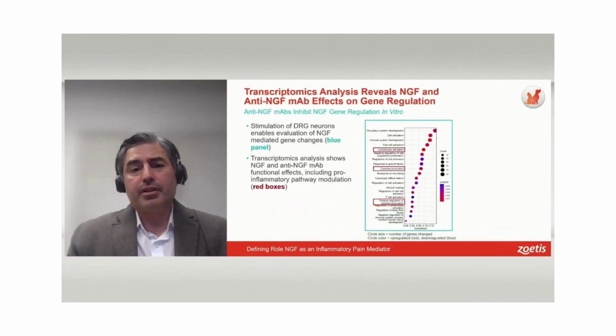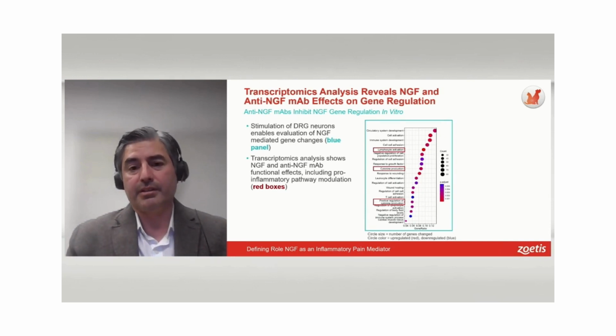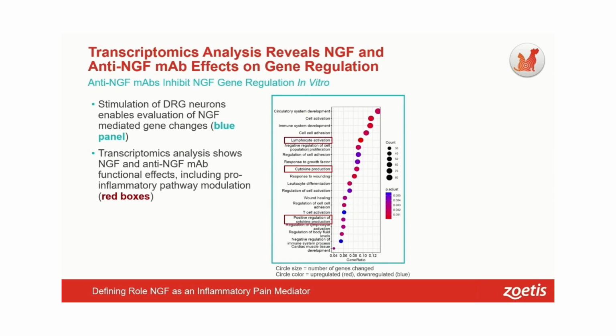So anyone that's worked on transcriptomics or proteomics knows you get a lot of data out of these types of studies. Really the first step is to use a lot of different software tools to cluster the genes that are changing in these various experimental conditions. And what you can see in the blue box is a list of genes based on functional families. And I've highlighted within that blue box some red boxes that highlight why NGF is increasing protein families or gene families that are involved in inflammation, like lymphocyte activation, cytokine production, as well as positive regulation of cytokine production.